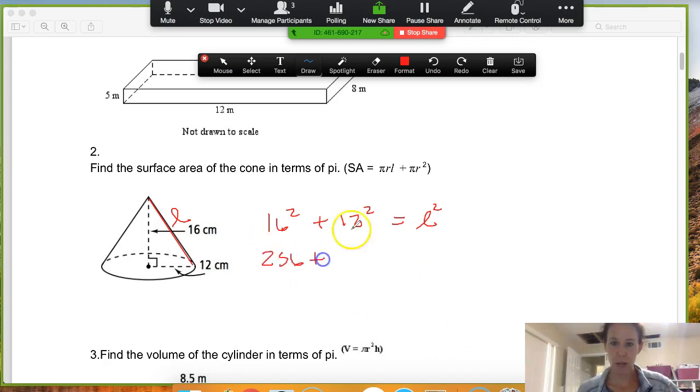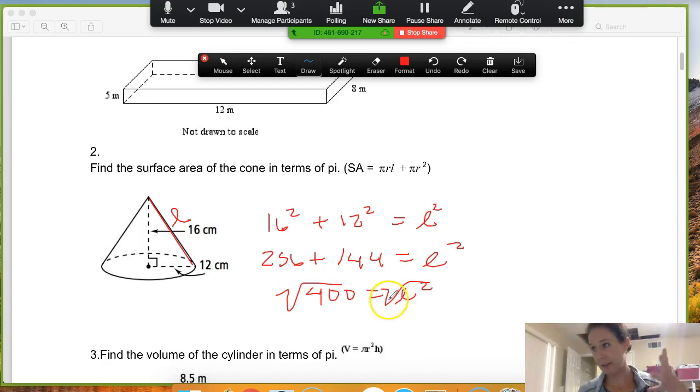256 plus 144 is your slant height squared. Now just do the math. 256 plus 144 is 400. Good. Now I want to square root it, and I don't care about the negative. It gives me a plus and a minus solution. I don't care about the negative solution because my length is not going to be negative. So I only care about the positive solution. So the square root of 400 is going to be 20.